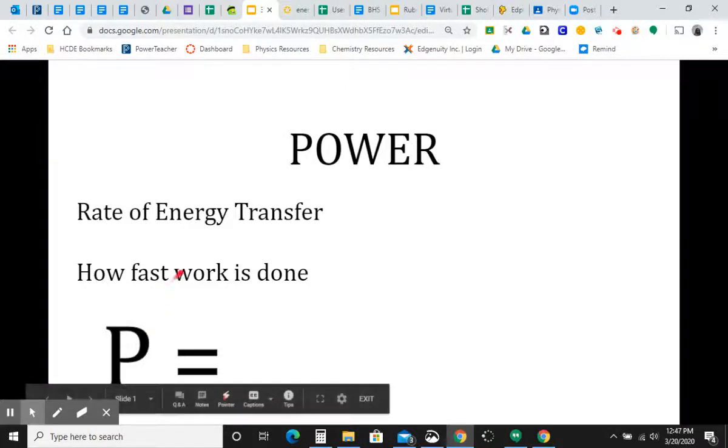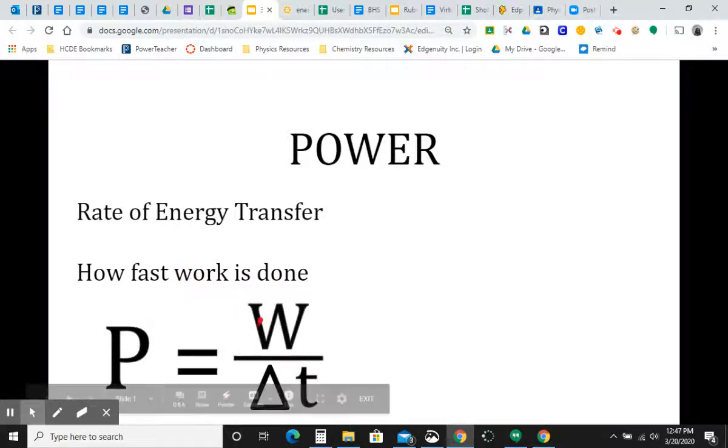Anyways, power is how fast work is done. So basically, how much work are we doing in how much time, which we could write as W divided by delta T. Sorry, this little thing keeps popping up. I'm going to try to keep my mouse away from that. So W for work divided by delta T for change in time, how much work is done and how much time.